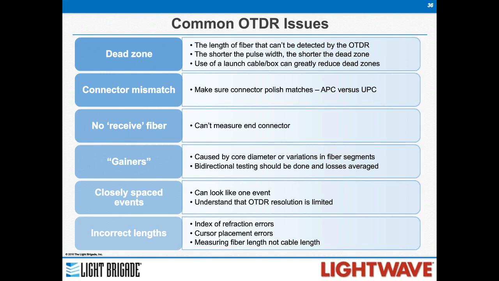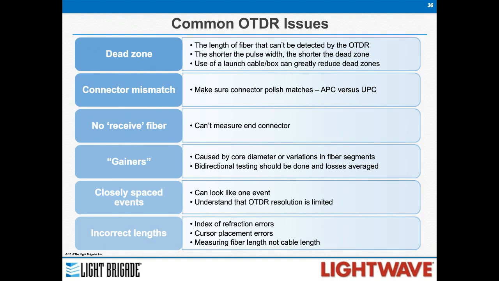Some OTDRs are better at parsing through that and reporting closely spaced events, but it's not always something that you can rely on. So the more you can adjust your pulse width to be shorter, and the more you can make sure you launch into some kind of launch cable to settle your OTDR trace down so you can see those, the better you'll be. But closely spaced events are one of the most difficult things to deal with in the OTDR measurement world. You may know that there's something going on with high loss in a patch panel, but if there are a couple of connections close together, you may not know which one's really giving you the trouble.